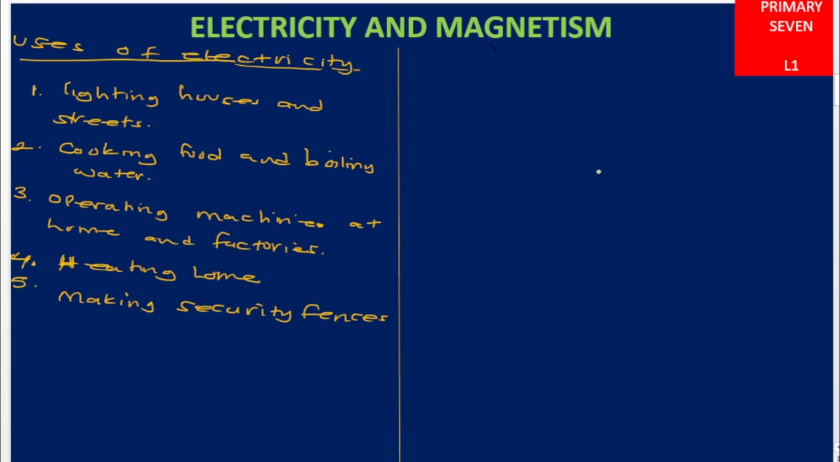Now let us also look at the advantages. Sometimes some students, some candidates answer this question wrongly. When they ask for uses of electricity, they give the advantages of using electricity, the good things of using electricity, not the uses. What do we use electricity for? Those are the uses.